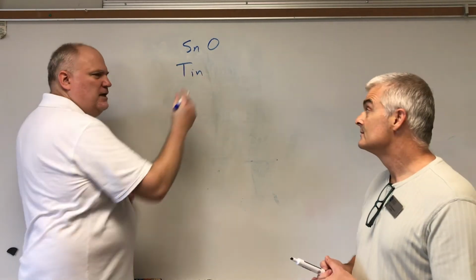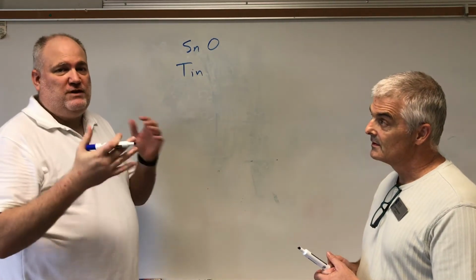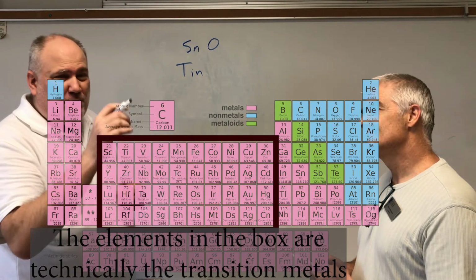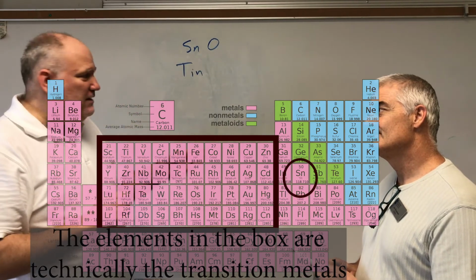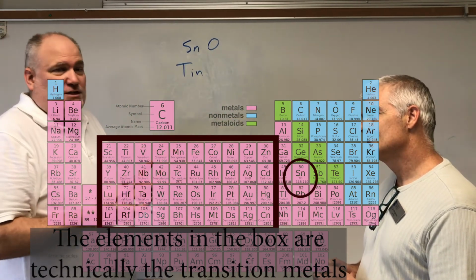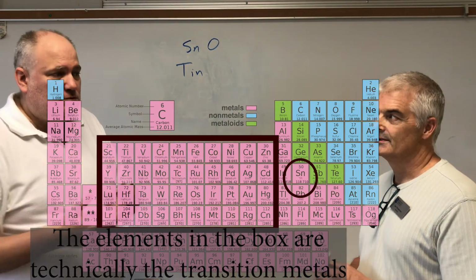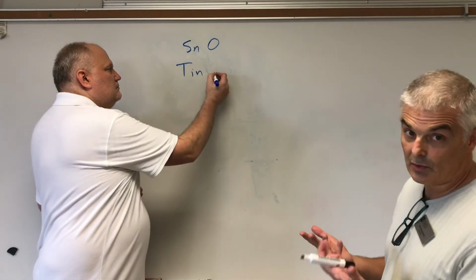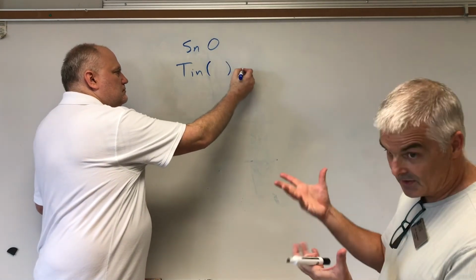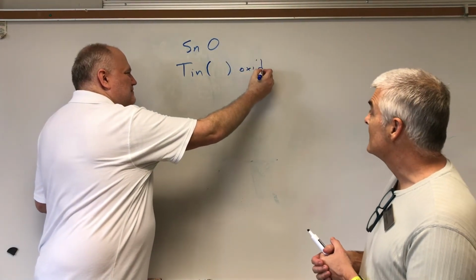By the way, can I jump in here? Because we've been saying over and over again the transition metals, the ones in the middle. But I want to point out that we have tin and lead, if you take a look on the periodic table here, that are not part of the transition metals, but they have Roman numerals. Okay, so we're going to play that game, and then O, of course, and then we're going to say oxide.